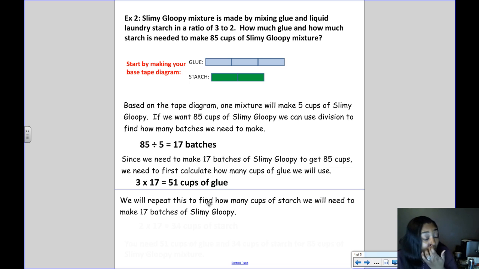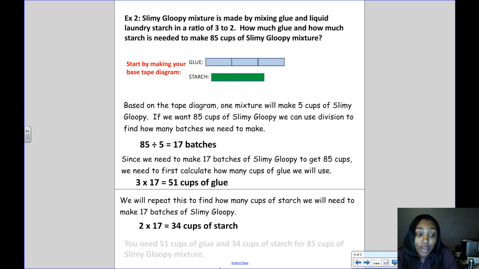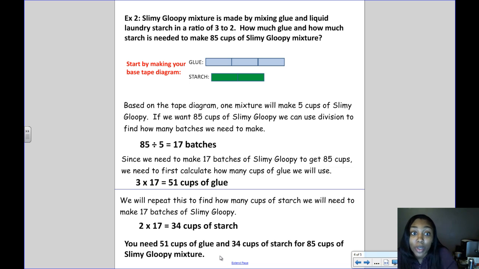And then we know that every mixture is going to need 2 cups of starch. So if we do 2 times 17, because we have to do 17 mixtures, that means we're going to need 34 cups of starch. So all together, we're going to need 51 cups of glue and 34 cups of starch to make 85 cups of this slimy gloopy mixture.